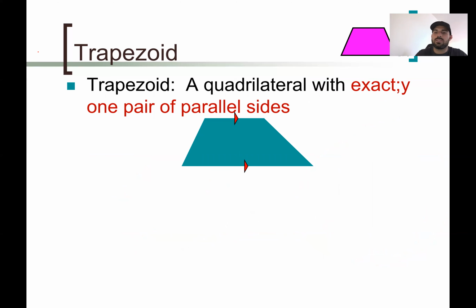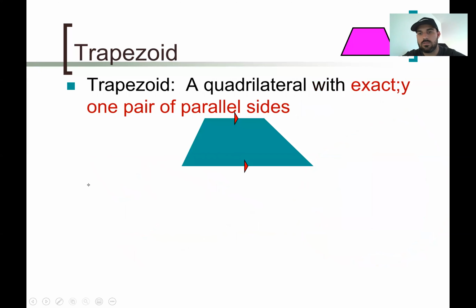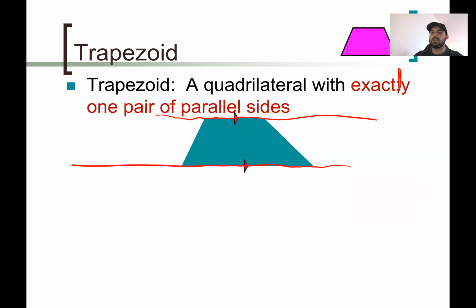A trapezoid is a quadrilateral, a little typo there, with exactly, let me fix that. No, that's not what I wanted. With exactly 1 pair of parallel sides. So notice, look at the symbol there. If this line kept going, and this line kept going, it is parallel.